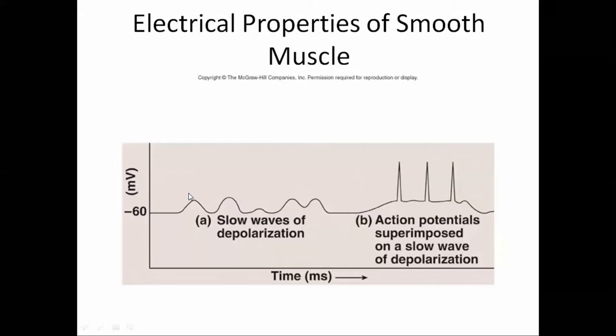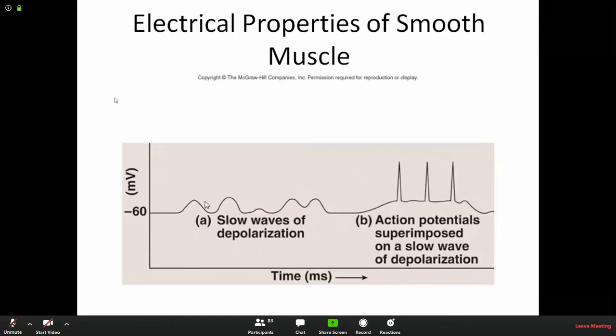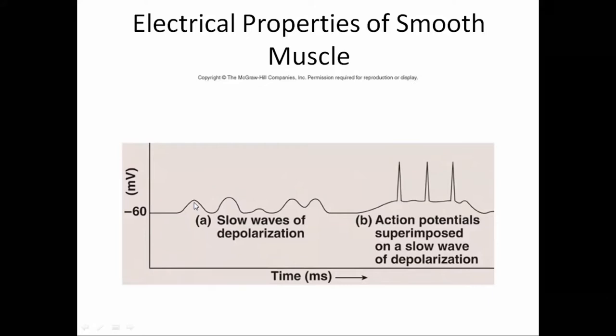Threshold is above minus 45 millivolt. So if these slow waves reach a membrane potential greater than minus 45 millivolt, then only there is a superimposed action potential. If the resting membrane potential goes upward and reaches the threshold potential, then only action potential occurs. We have read in the basics that action potential only occurs when threshold is reached. If there is no threshold, then there is no action.